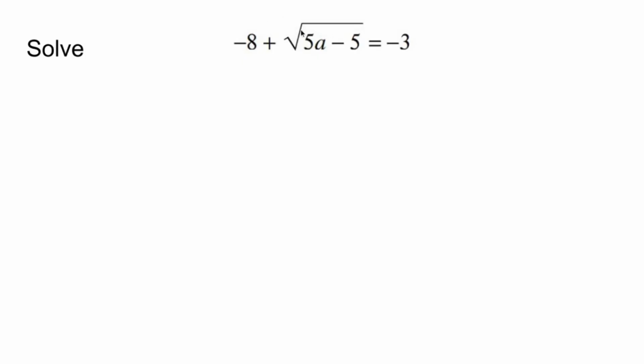This is what's called a square root equation. In order to solve a square root equation, you have to get rid of everything surrounding the square root and only have the square root of 5a minus 5 alone on the left.